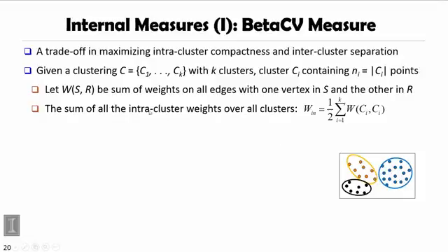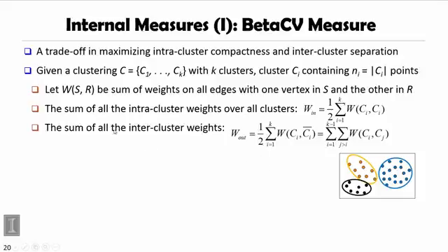Then, based on this, we can say the sum of all the intra-cluster weights over all clusters should be defined this way. The reason is you can see this is C sub i, this is C sub i. That means both vertices are in the same cluster, so that's why it's intra-cluster. But for one point A and the other point B, you actually calculate twice because A to B, B to A, you actually calculate twice. That's why you have to divide this by 2. For all the clusters, you sum up together, i from 1 to K clusters.